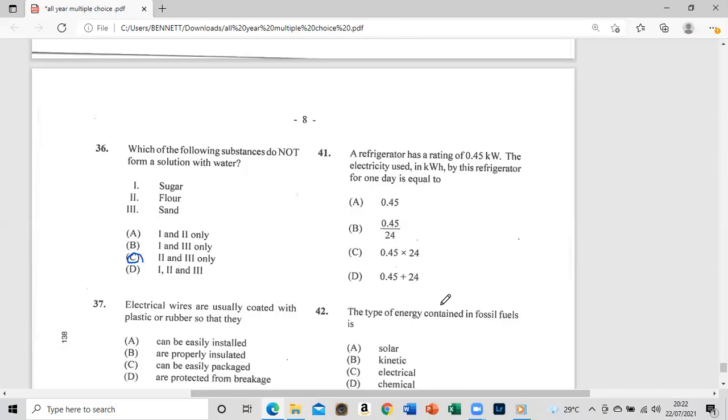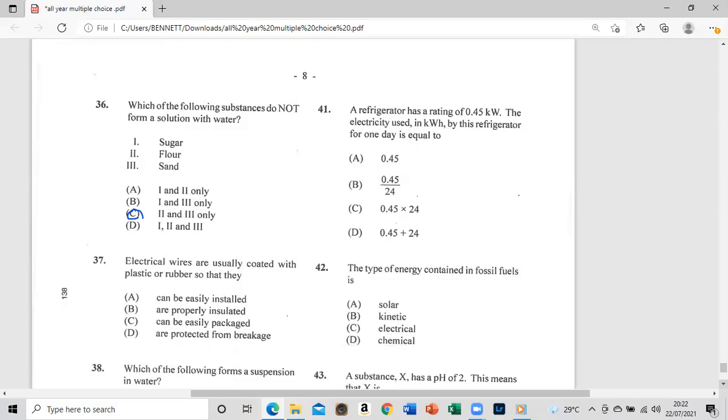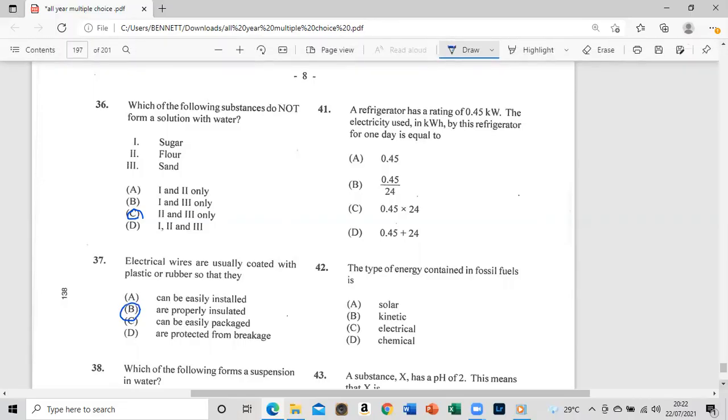37. Hold on guys, let me make you see. I like when you're seeing everything. Electrical wires are usually coated with plastic or rubber so they can A, can easily be installed, B, are properly insulated, C, can be easily packaged, or D, are protected from breakage. Insulated, right? So that is B. So number 37 is B.